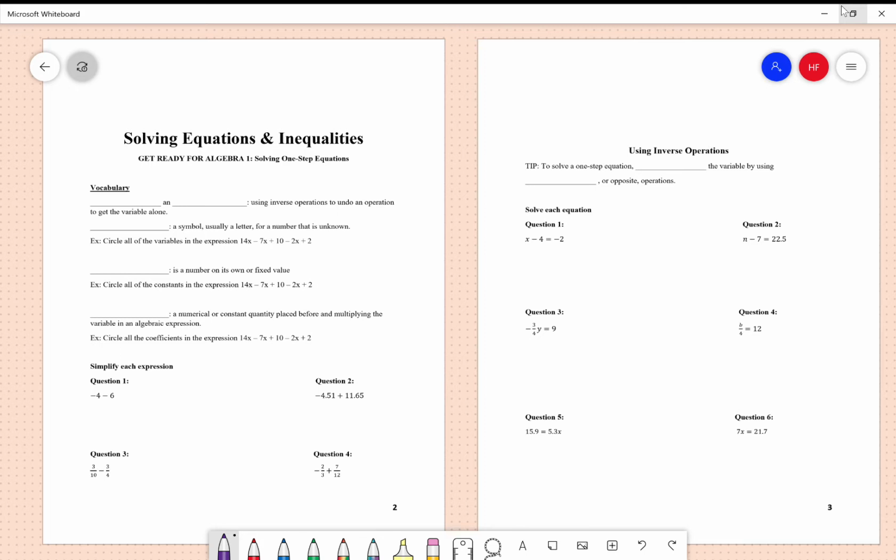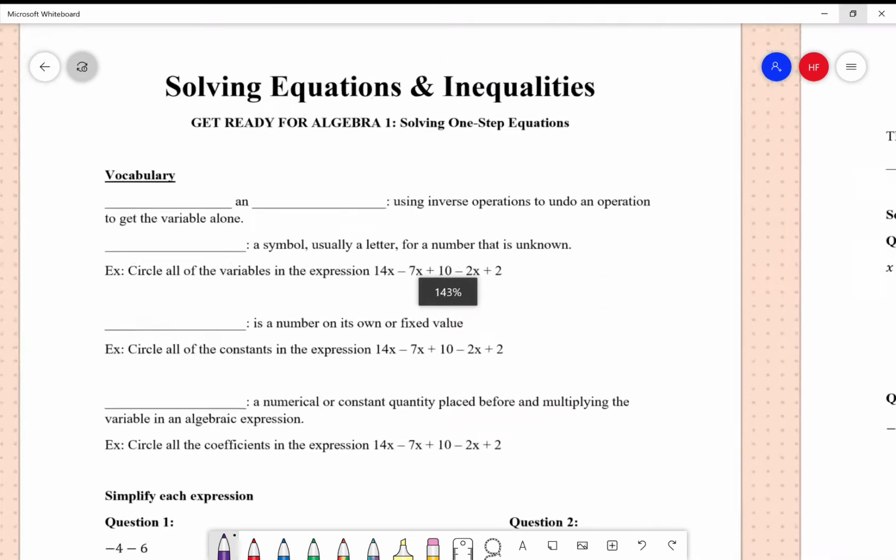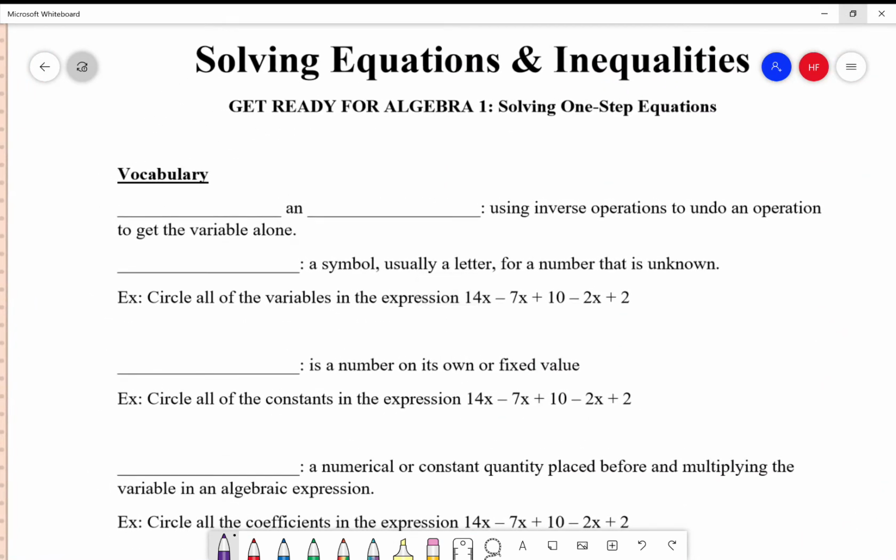So we have our notes for today. We're going to be solving equations. We're going to start with one-step equations. So first we've got some vocabulary to go over. Solving an equation is using inverse operations to undo an operation to get the variable alone.